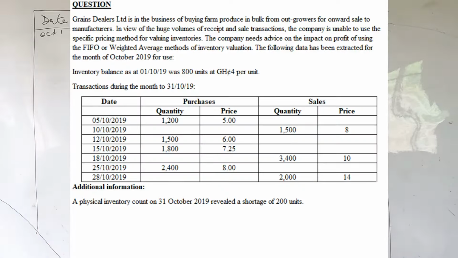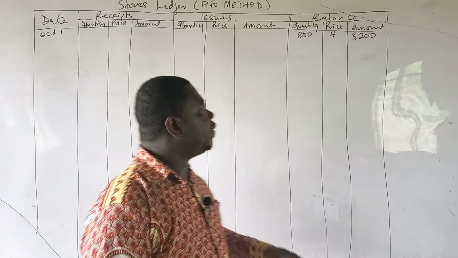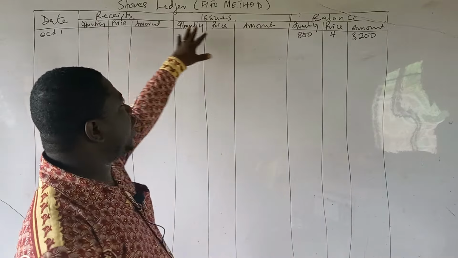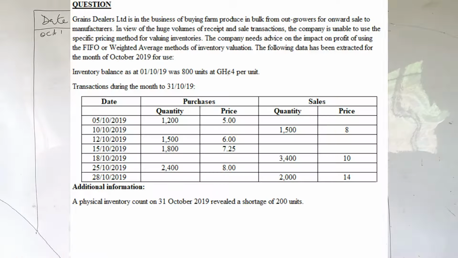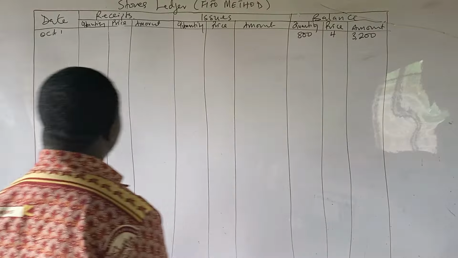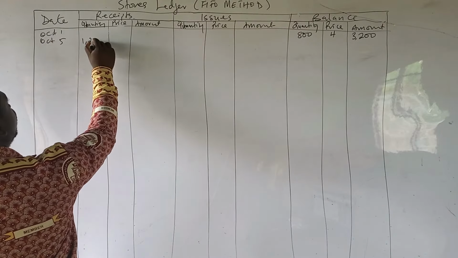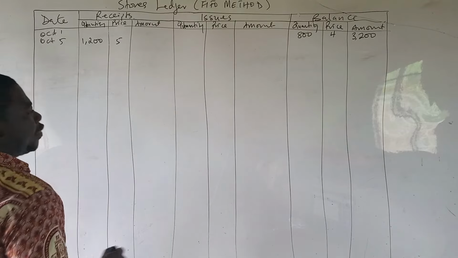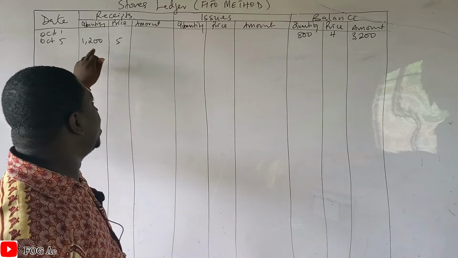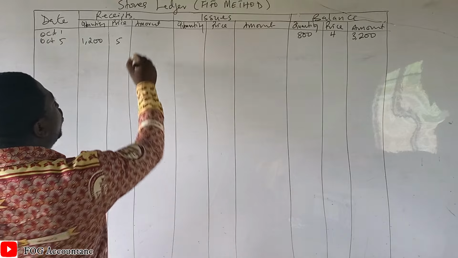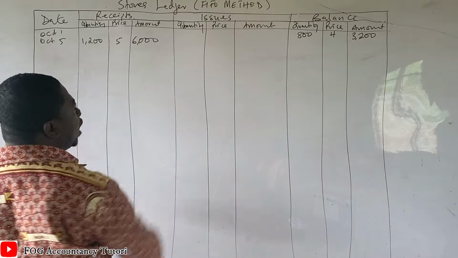So on 5th October, there was a purchase of 1,200. Now, in this case, take note, the purchase is the receipt and the issues is for the sales. There was a purchase of 1,200 at a unit price of 5 cedis. So, when we multiply 1,200 by 5, we have 6,000 Ghana cedis.